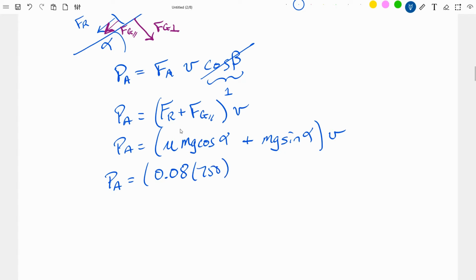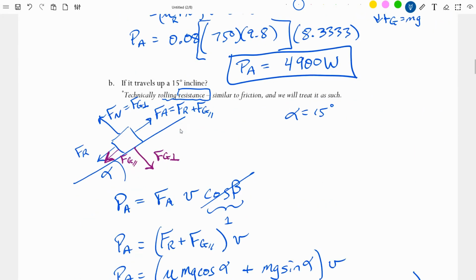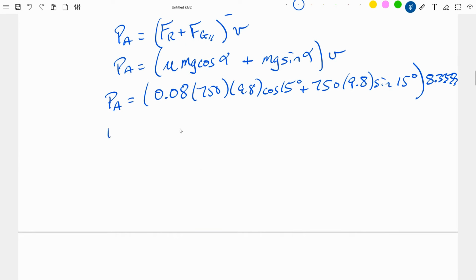750 multiplied by g, 9.8, multiplied by the cos of, I remember this one, 15 degrees, add m again, so there's 750, g is 9.8, and then sine of 15 degrees once again. So all of that is the applied force, and then of course multiplied by the speed of 8.333, squeeze one more in there for 5 sig figs, right? It was 8.33, yeah. Calculator time, power applied.